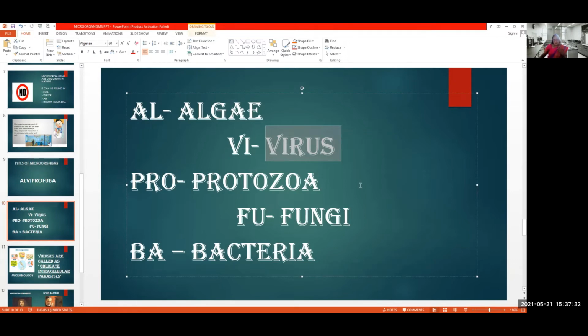In some books, algae and protozoa are also given as protist; protist, protozoa, protozoans, everything is the same. Algae, protozoa, fungi, bacteria can live freely in nature, or if they need, they will combine with other living organisms, depending on the condition. But this virus always depends upon the host cell.